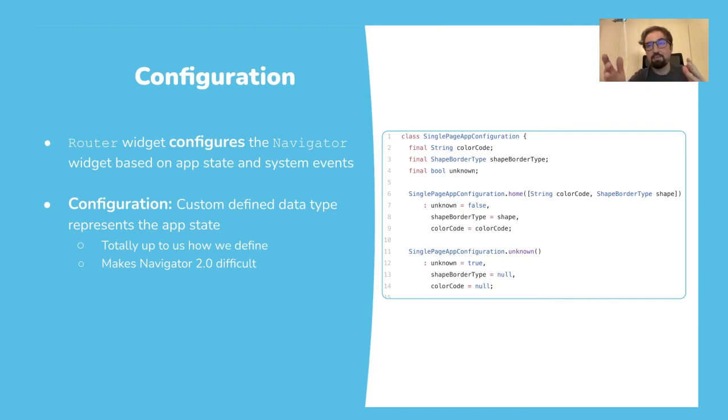Well, this is not complex because in our app, we have a single page app. It is very simple, so it is easy to define these configurations here that represent the app states. But when the app gets complex, it might be a bit difficult to define different configurations.